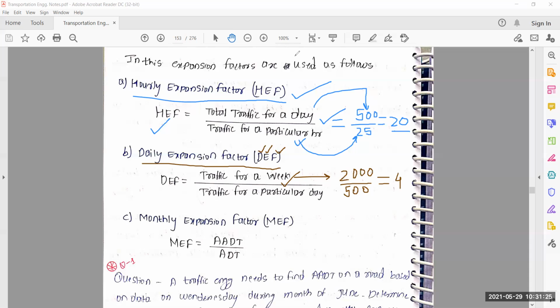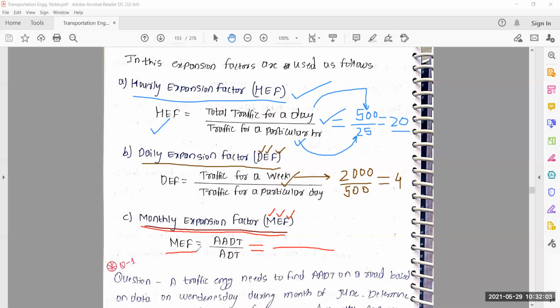Now next one is the monthly expansion factor. Monthly expansion factor: M for monthly, E for expansion, F for factor. Monthly expansion factor is equal to AADT, that means annual average daily traffic, by ADT. So average daily traffic we count for 3 days, 5 days, and 7 days, and we find out our monthly expansion factor.